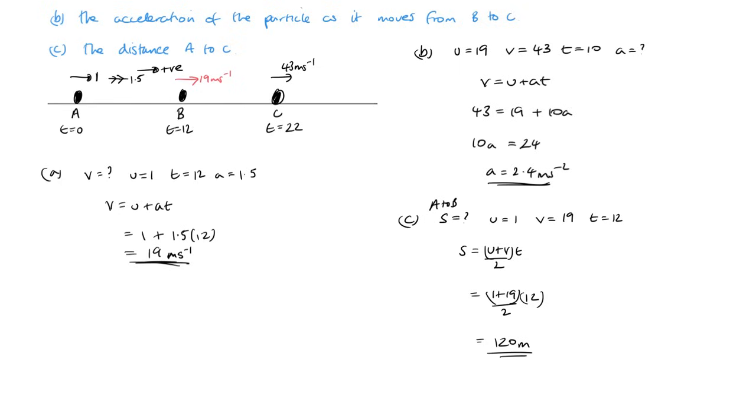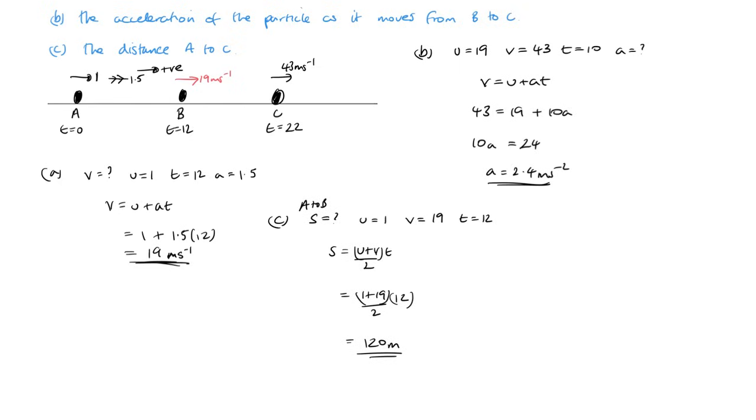Okay, next I'm going to go from B to C. So S we want to find, U is 19, V is 43, and T is 10. So S equals U plus V over 2 times T. So that is 19 plus 43 over 2 times 10. So 19 plus 43 is 62, divided by 2 is 31, times by this 10 is 310 meters.